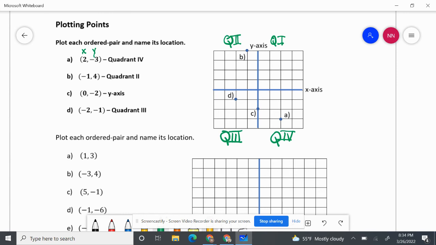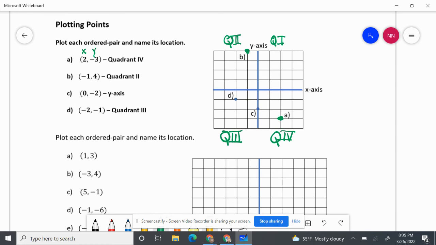So we have 2, negative 3. We go to the right 2, 1, 2. We go down 3, and that's where A is. Letter B, negative 1, 4. We go to the left 1. We go up 4, and that's where letter B is.